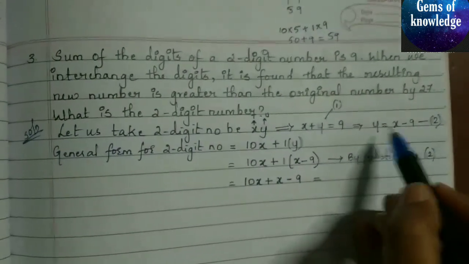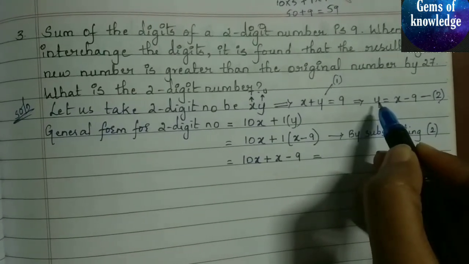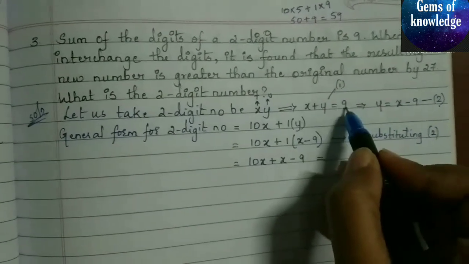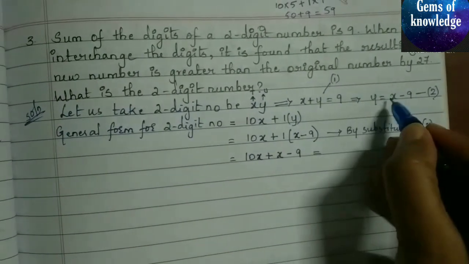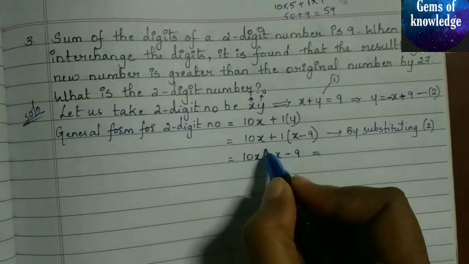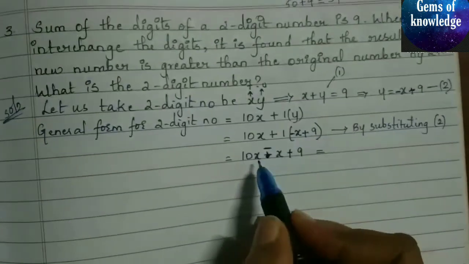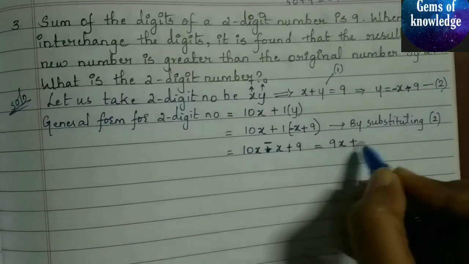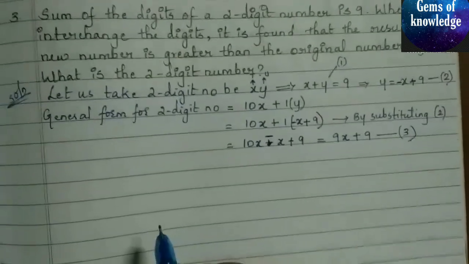Sorry, I have made a mistake here. You can see here, when I have written the y value, it should be 9 minus x, not x minus 9. So 9 is here. When we bring this x to this side, it will become minus x. So this is plus. So here we will get minus x and plus 9. Here 10x minus x is nothing but 9x, plus 9 will be as it is. So we will consider this as equation 3.